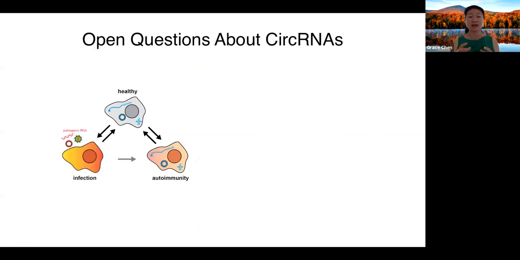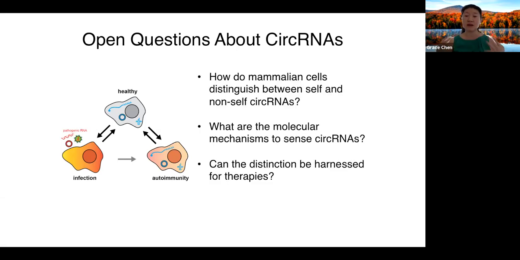So given that a healthy cell needs to maintain this vital balance between recognizing pathogenic viral RNAs to prevent infection, while also recognizing its own self-endogenous RNAs to prevent autoimmunity, we had several different questions. How do mammalian cells distinguish between self and non-self circular RNAs? What are the molecular mechanisms to sense the circular RNAs? And can these distinctions be harnessed for therapies?